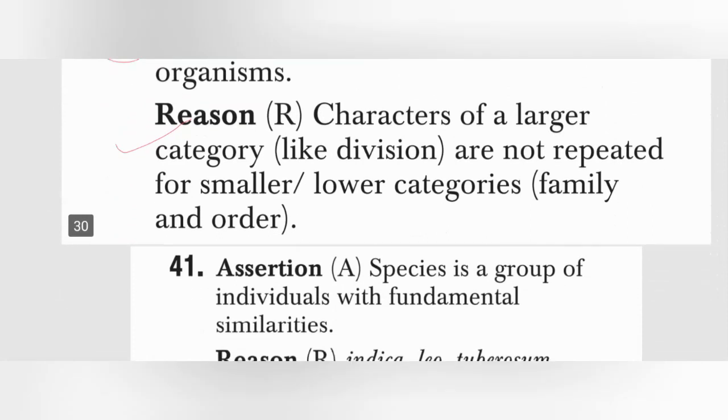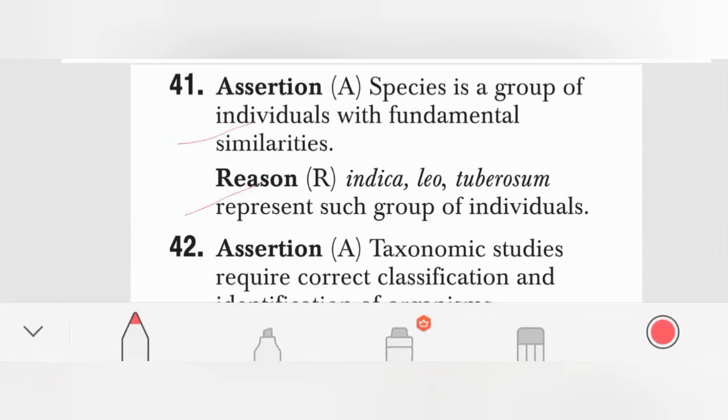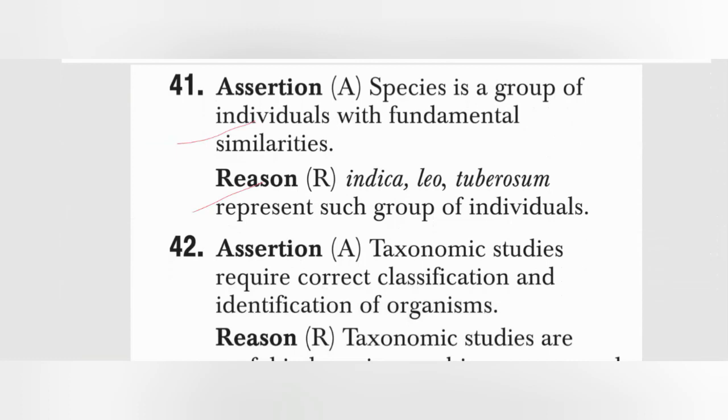Okay. Now next one, 41. Species is a group of individuals with fundamental similarities. Yes, it is true. Okay. And R: Oryza sativa, Solanum tuberosum represent such a group of individuals. Yes, here both are true, but R is not the correct explanation of the assertion. So both are true, but R is not the correct explanation of assertion. Now next one, 42.